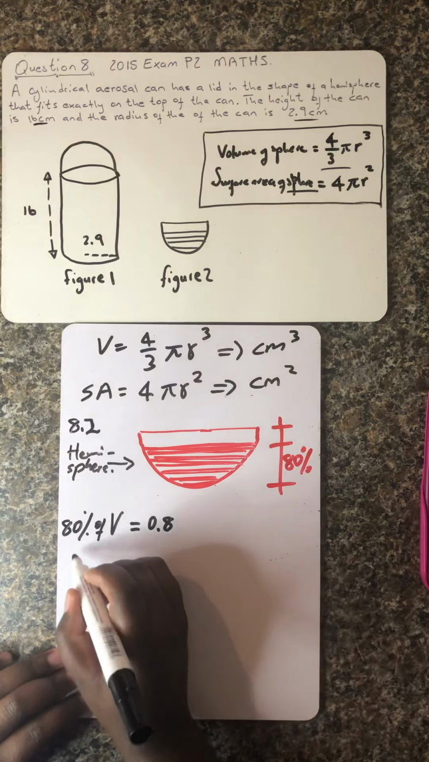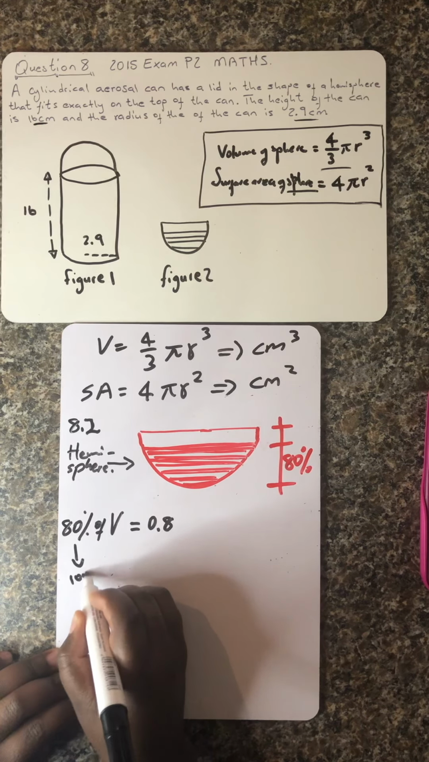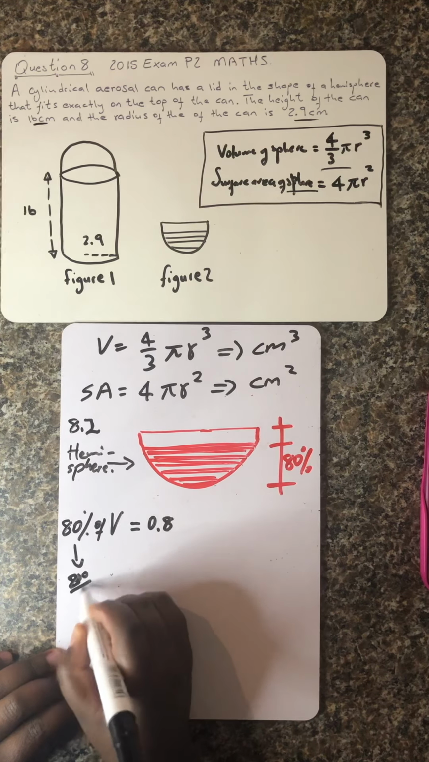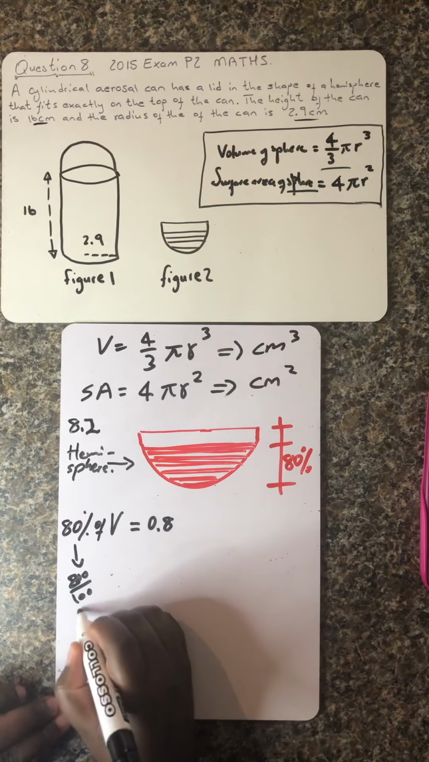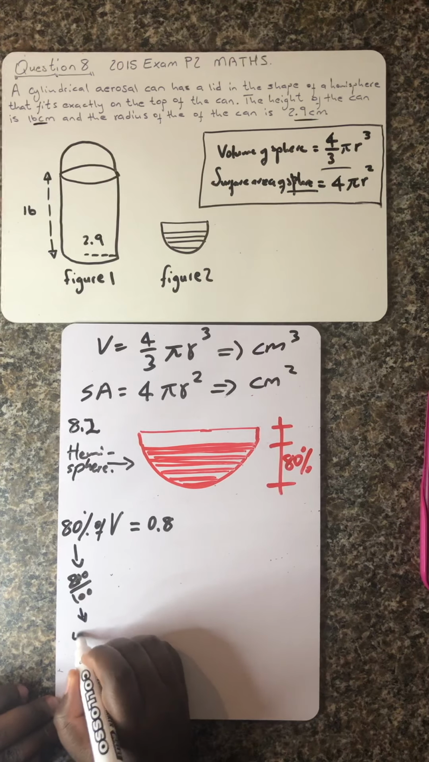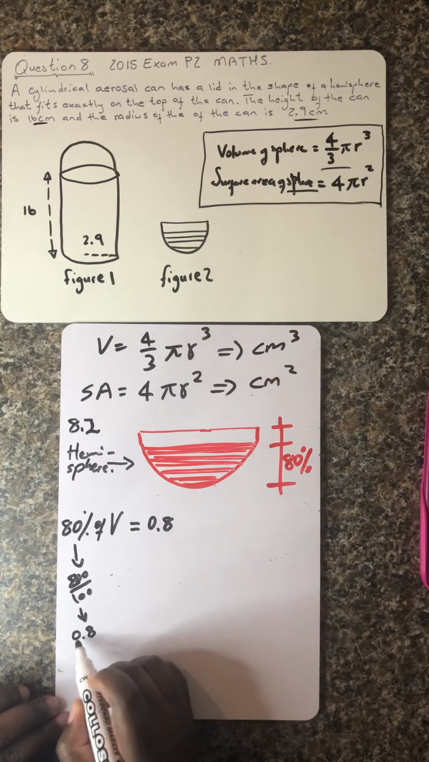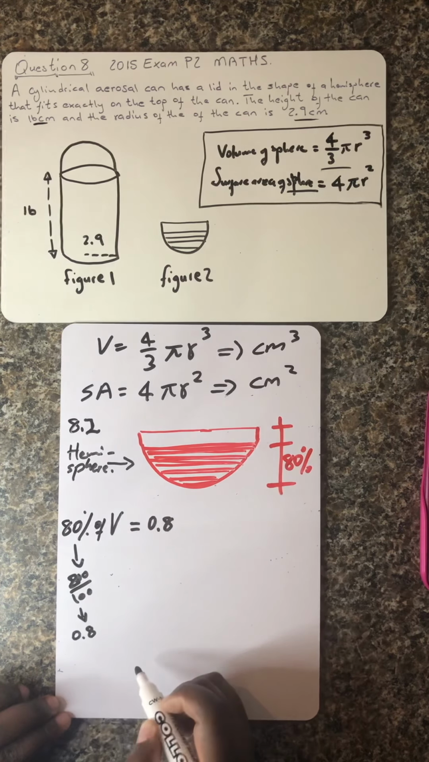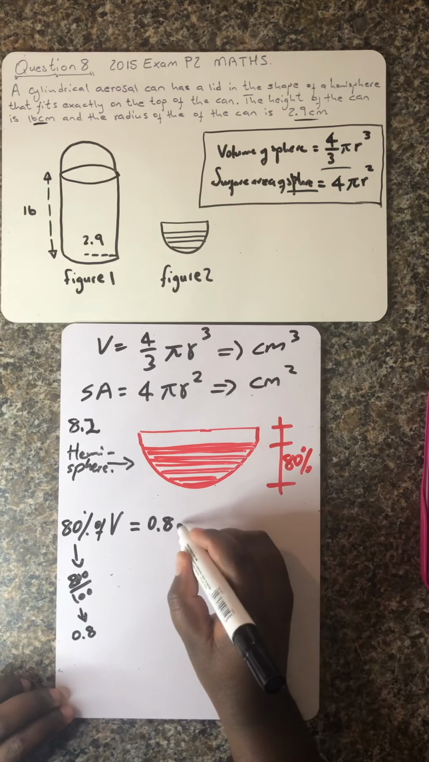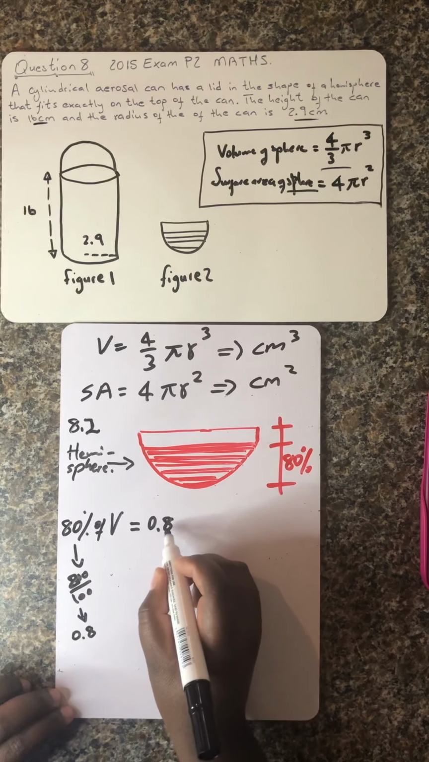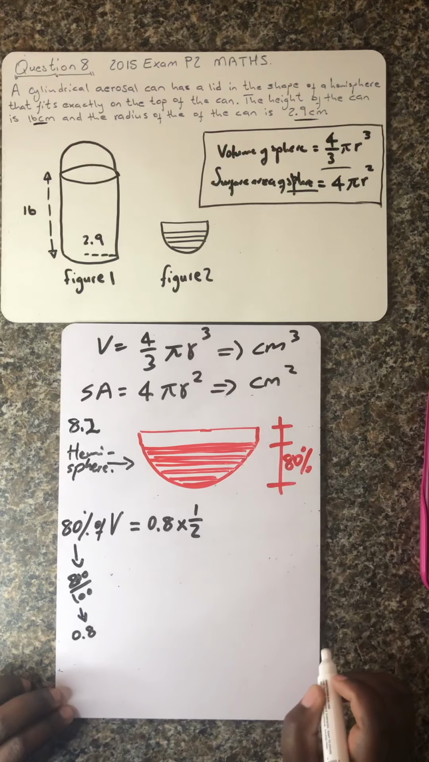Remember guys, I've indicated that 80% is 80 out of 100. So percentage means over 100. This in decimal is 0.8. It means it's 80% of the hemisphere. So that means you've got 0.8 multiplied by hemi, which is represented by half.